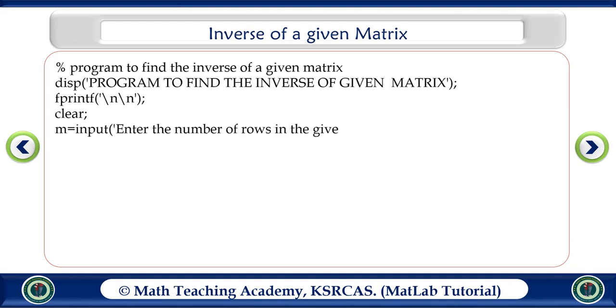And then m is equal to input, enter the number of rows in the given matrix. As far as a matrix is concerned, order is an important thing. So before entering the elements of the matrix, first off you must enter its order, that is the number of rows and the number of columns of a given matrix. This is achieved by the command m is equal to input, enter the number of rows in the given matrix. What this command will do is the text is displayed on the command window and wait for the user to enter the value. After the user has entered the value, that value is stored in the variable named m.